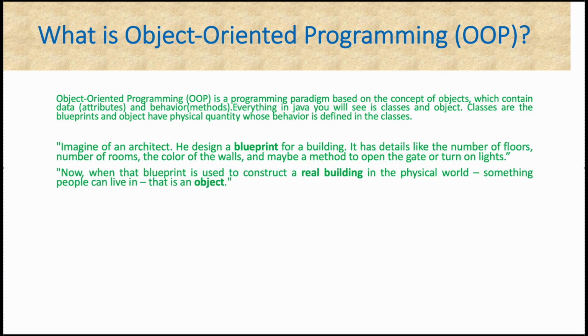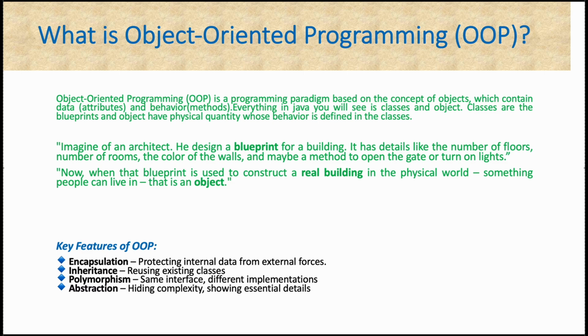Now, when that blueprint is used to construct a real building in the physical world, something people can live in, that is an object. Key features of object-oriented programming: encapsulation, inheritance, polymorphism, abstraction. Just take a quick look. Encapsulation means protecting internal data from external force. Inheritance means reusing existing classes. Polymorphism means same interface but different implementations. Abstraction means hiding complexity, showing only essential details.